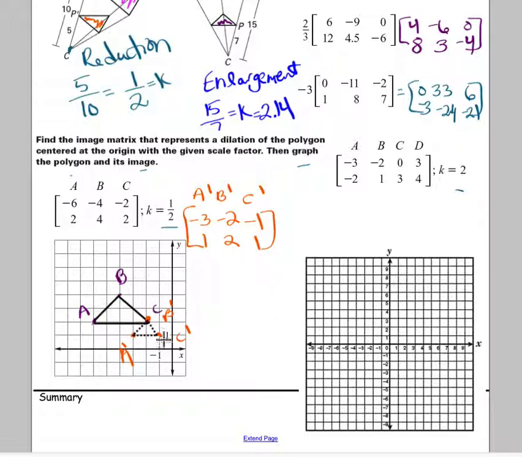Anyways, there's the new one. It is half the size of the old one. Also notice, since it's centered at the origin for this dilation, it is also half the distance the originals were from that origin. So if I were to connect A to the origin and A prime to the origin, that distance would be half as much.